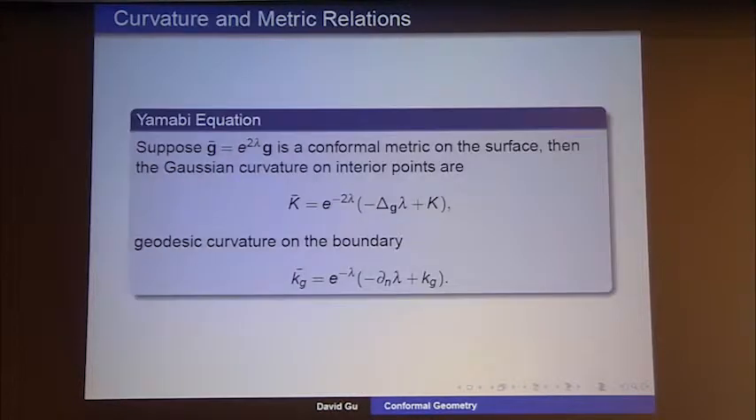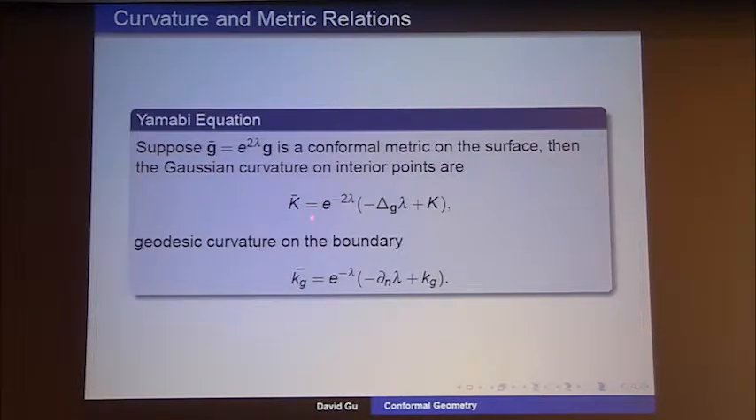Here, ḡ is the new metric, λ is the conformal factor, K̄ is the new Gaussian curvature, and K is the old Gaussian curvature. Similarly, we can calculate the geodesic curvature on the boundary using this formula. Then the question is as follows. Suppose we want to deform the original Riemannian metric conformally, such that the Gaussian curvature equals something we defined, something we desire.